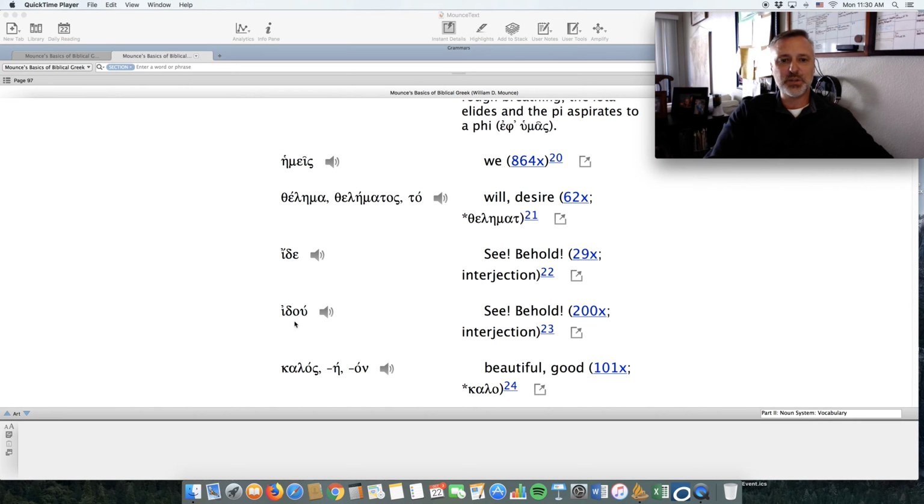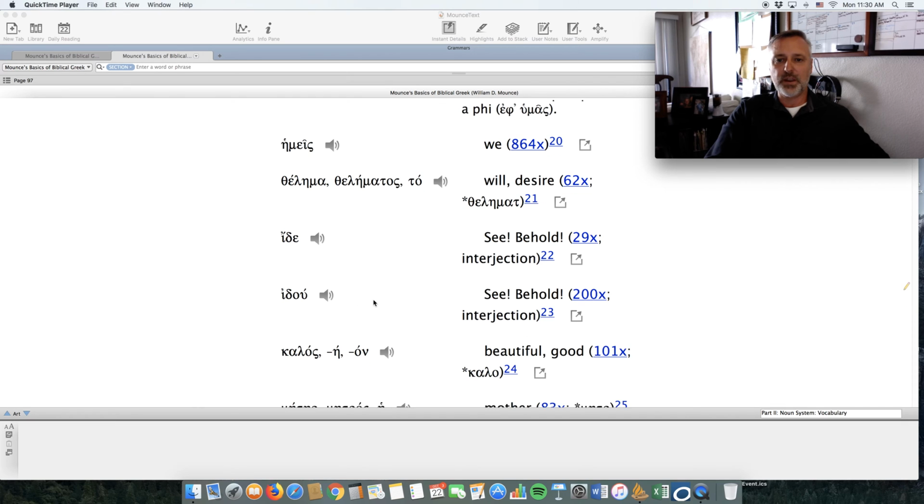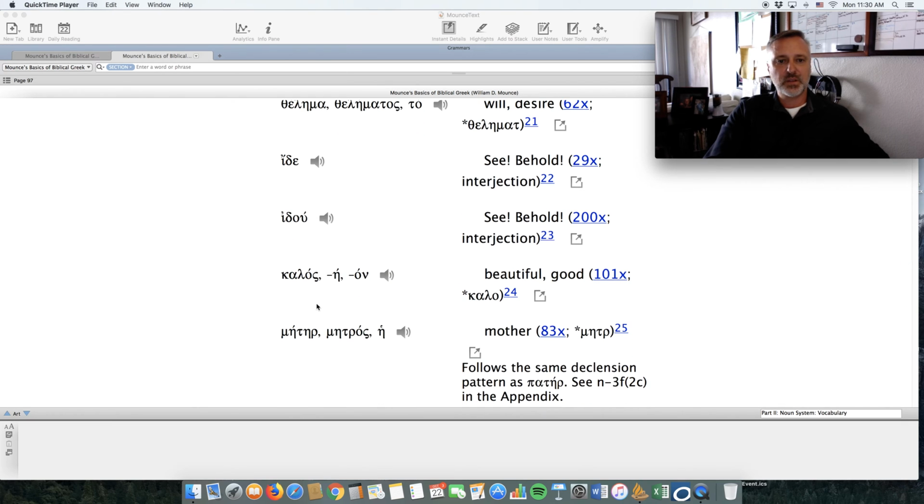Anyway, thelēma, to. All right, ide, ide, see, behold. Very similar to idou. See, behold. You'll see this quite a bit in the Gospels, where someone will say, ide, idou, behold. Check this out. So ide and idou mean behold. They are interjections. Kalos, kalē, kalon, beautiful or good. As opposed to kakos, which is bad or evil, kalos is beautiful or good. It is an adjective.